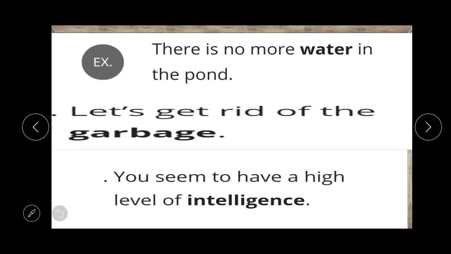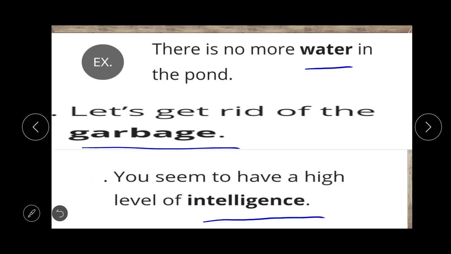So again, in order to identify the uncountable nouns, here I have included three examples. Number one is, there's no more water in the pond. Number two, let's get rid of the garbage. And number three, you seem to have a high level of intelligence. So again, our first work is to find out the nouns in these sentences. And students, here the bold letter words, which are water, garbage and intelligence, they are our nouns. So we have got three nouns in these sentences. They are water, garbage and intelligence.